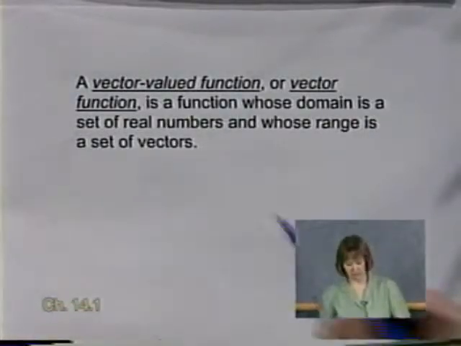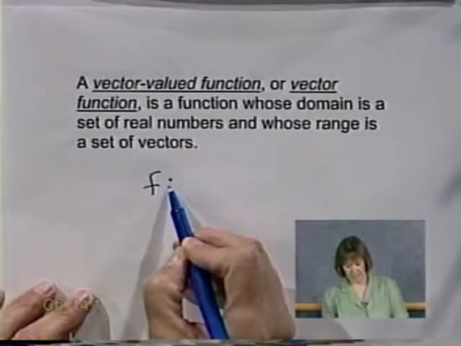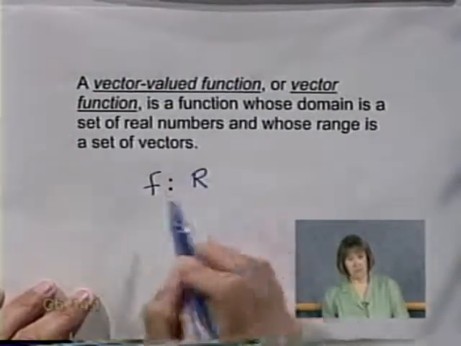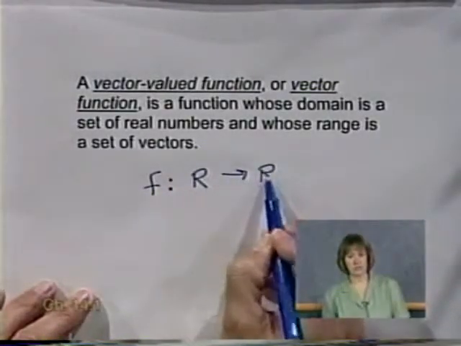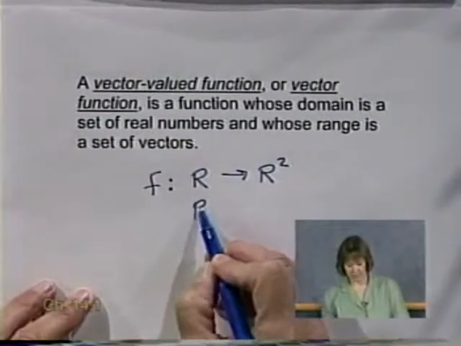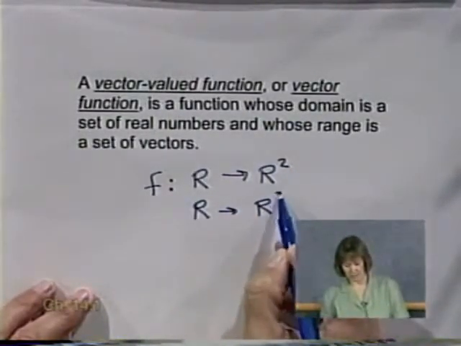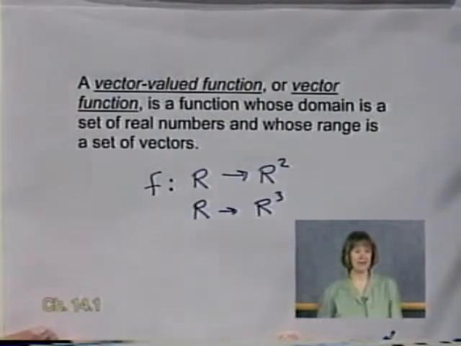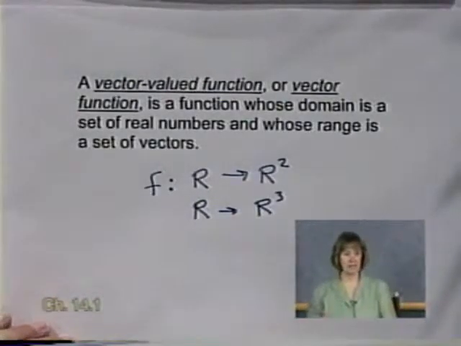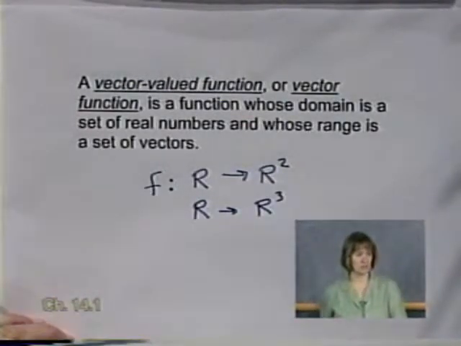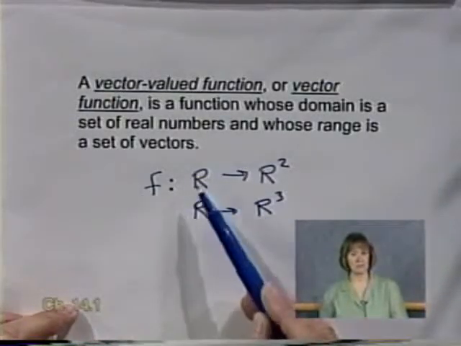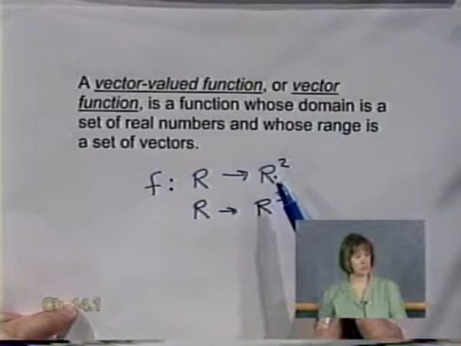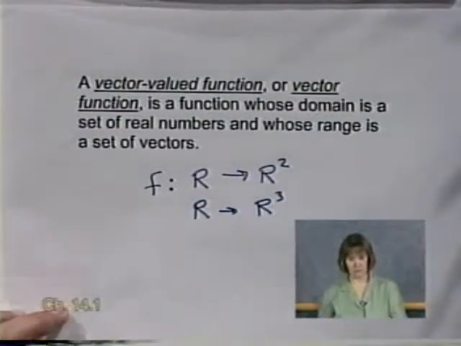So what a vector-valued function does is it maps the real numbers to either two-dimensional space, or it might actually map it to three-dimensional space. Or if you go into higher mathematics, you actually can have vectors that have more than 3 dimensions: 4, 5, 6, 7 dimensions. But for us, we're going to be looking at functions that map a real number into a two-dimensional vector or into a three-dimensional vector.